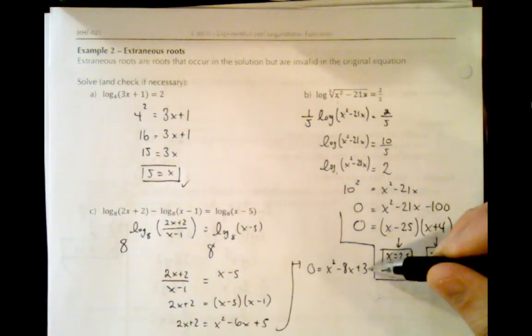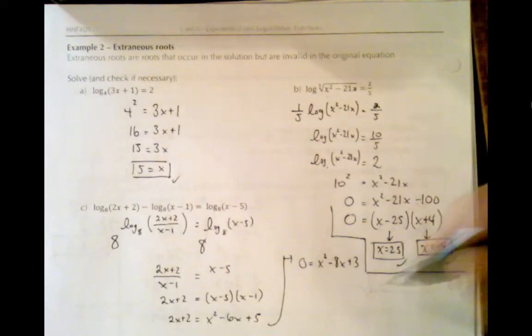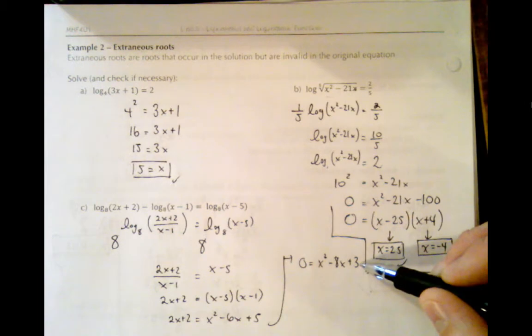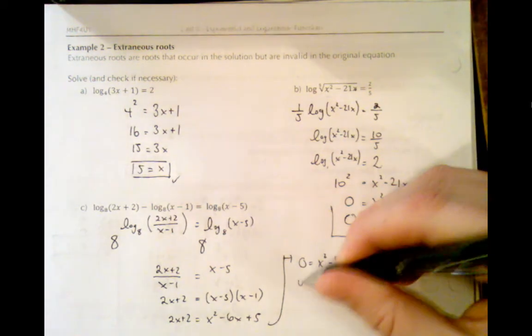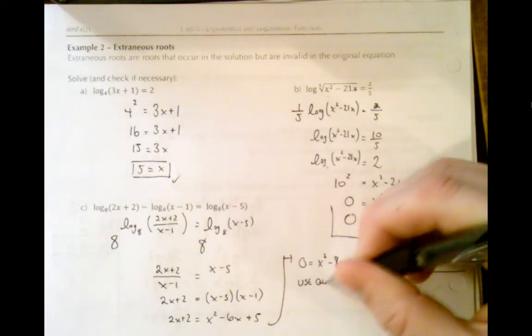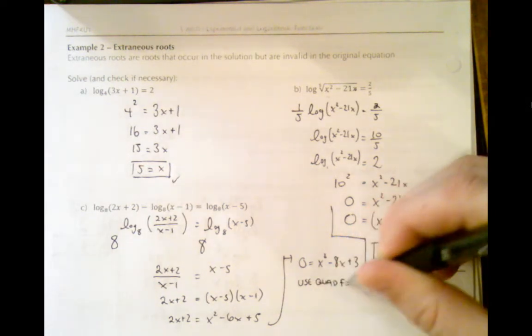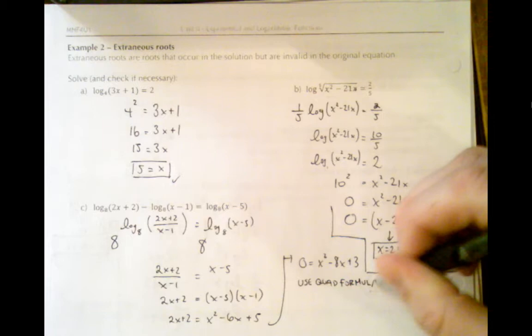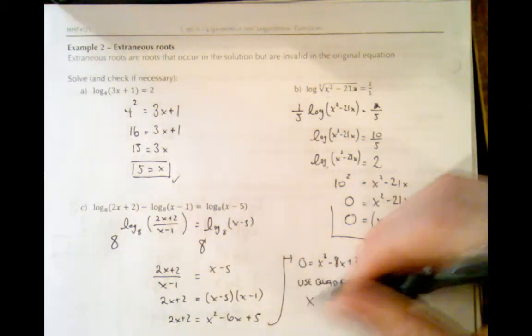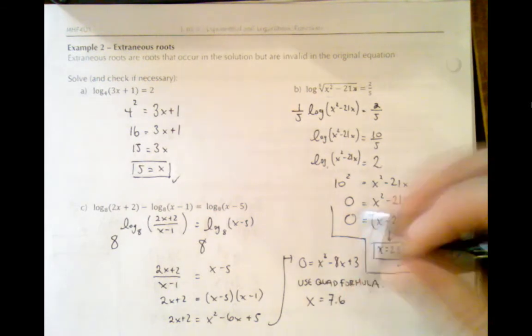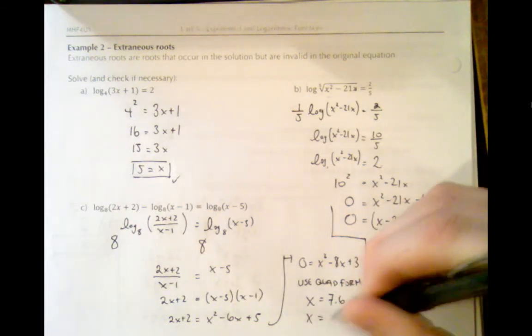And this is a quadratic that we can look to factor. Terms that multiply to 3 and add to negative 8. Oh, we can't factor it. So we'll need to use the quadratic formula to come up with our roots. In the interest of time, I'm just going to say use quad formula. And if we use the quadratic formula, we get two answers. x equals 7.6 and x equals 0.39.